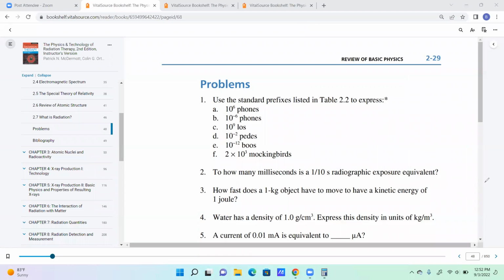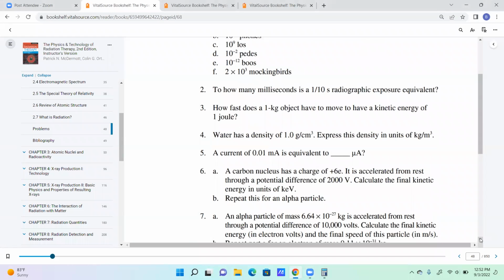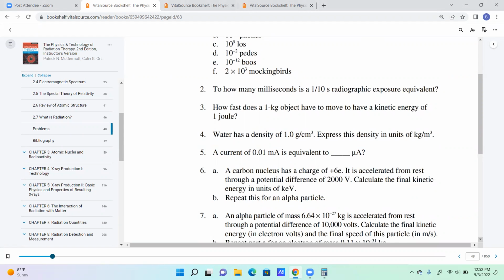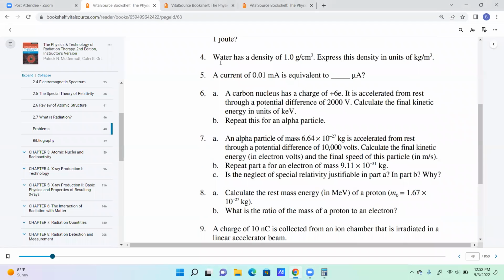All right. So now we've gone through problems 1 through 3 here. Let's go down a little bit further. Okay, next, water has a density of 1 gram per cubic centimeter. Express this density in units of kilogram per meters cubed.